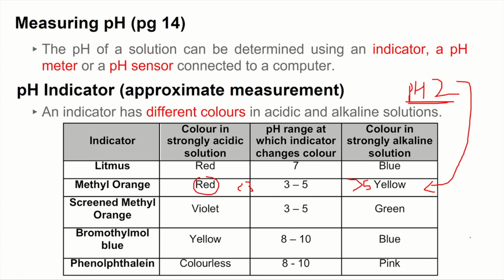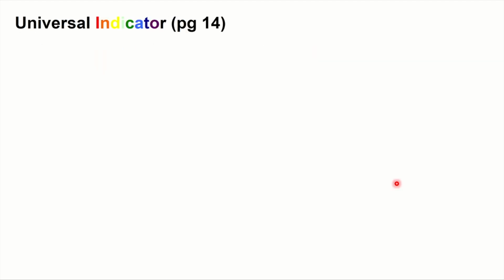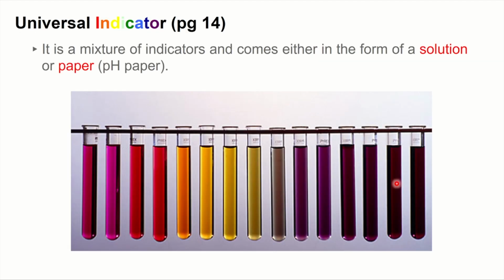Now, if I have a solution that is pH 7 and I use, for example, screened methyl orange, what will the indicator show? What color will it be? Because it's pH 7, it changes color during this range. Below 3 is violet. Above 5, it will be green. So what color will the pH 7 solution show? It will turn green. These are some of the questions they can ask you regarding indicators. But they will give you this table, so the table will be given. You don't need to memorize. Okay, moving on. So we have different kinds of indicators.